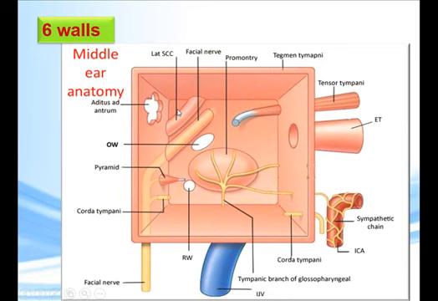Now the middle ear can be considered as having six walls. The lateral wall, which I've removed from this diagram, is the drum.